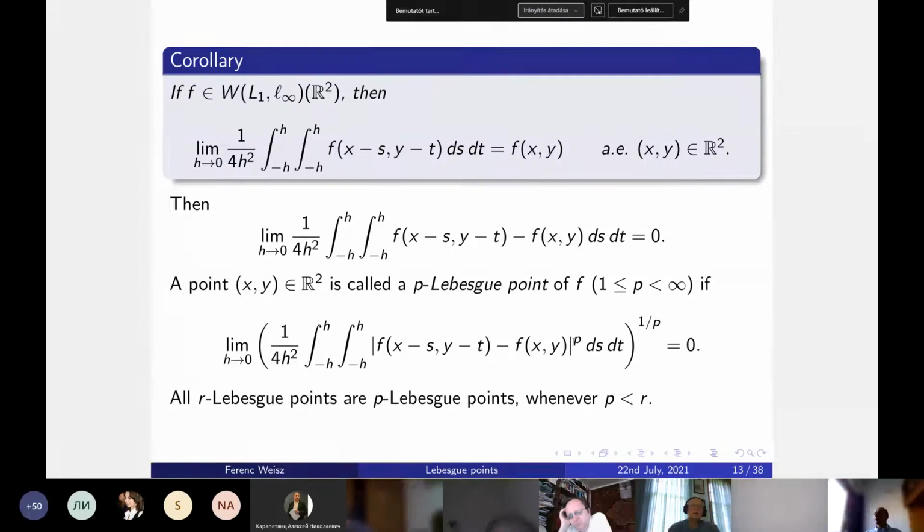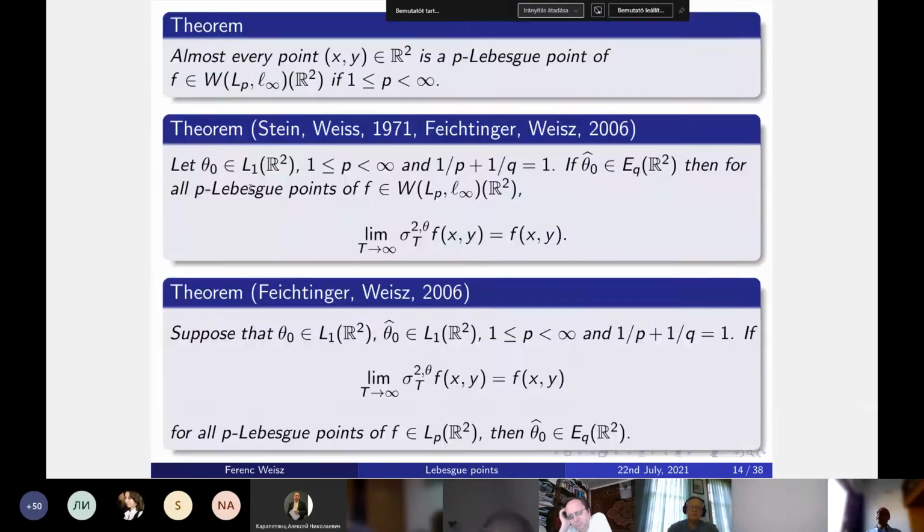We can prove the next result, more exactly, that almost every point is a p Lebesgue point. More exactly, almost every point xy is a p-Lebesgue point of f if f is in the Wiener-Ramagen space WLP L infinity. This space WLP L infinity is much larger than the space LP. P is greater than or equal to 1 and smaller than infinity.